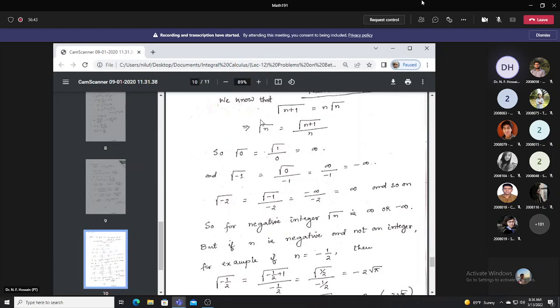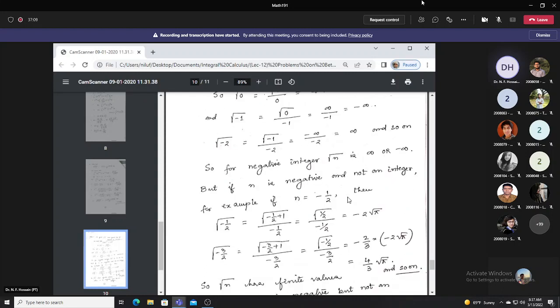Now here you put n equal to minus 2. So gamma of minus 2 will be equal to gamma of minus 2 plus 1, that means minus 1, so gamma minus 1 divided by minus 2. Gamma minus 1 is minus infinity, and there is minus 2. Minus minus cancel out, so you are getting infinity. In this way, you can show that gamma minus 3 should be minus infinity, gamma minus 4 should be plus infinity, and so on. So you see, for negative integers, gamma n is either infinity or minus infinity.